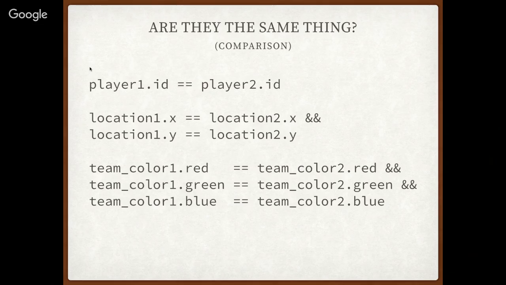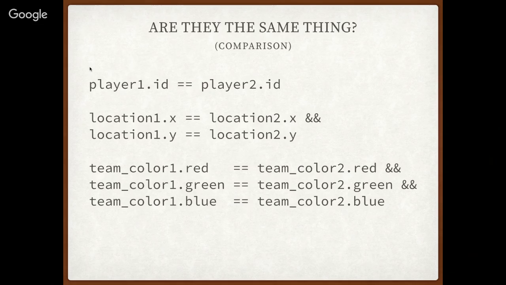And in your code, you're like, okay, I got to compare and figure out if these players are the same. And you find yourself doing it all over the place. For a player, to see if player 1 is the same as player 2, you can just compare their IDs. Okay, cool, right? For location, it's a little more involved. You got to make sure the X coordinate is the same, and you got to figure out the Y coordinate is the same.